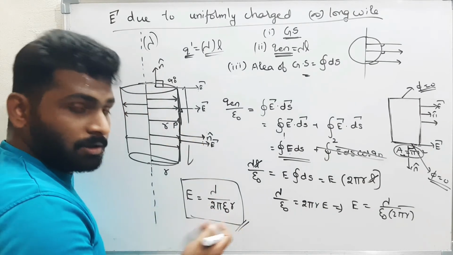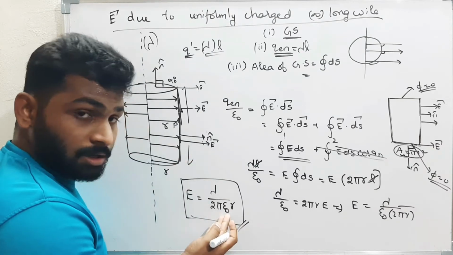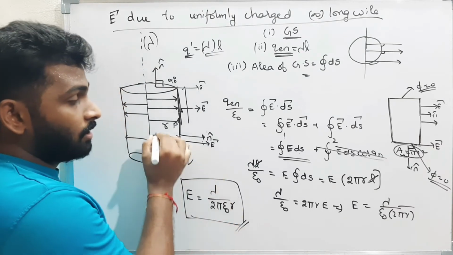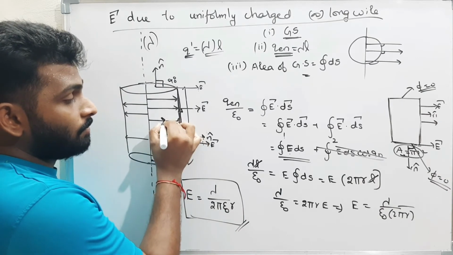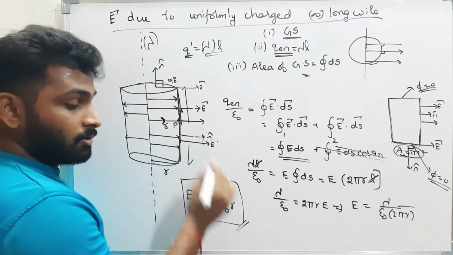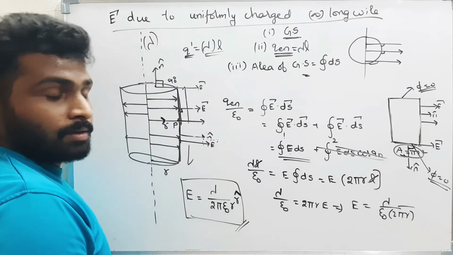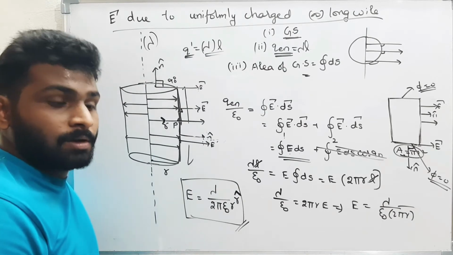Previously, we got the same thing, right? In the previous video when we found it, we got the same value. Now, what's the direction? This is r bar. The electric field also will be in the same direction. Therefore, into r cap. The electric field is in the r cap direction. Now what's the graph?